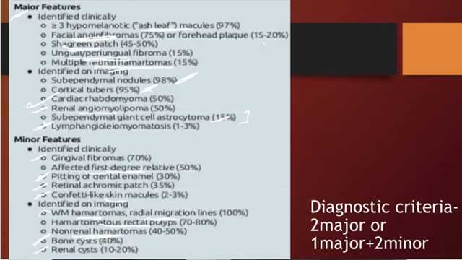And again, to re-emphasize, the diagnostic criteria for TSC includes either presence of two major features or one major and two minor features. So that's it for tuberous sclerosis.